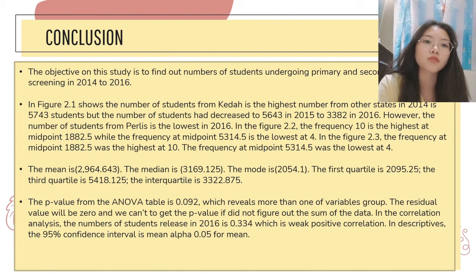0.092, while there is more than one variable group. The residual value will be 0 and we can't get the p-value if we do not find out the sum of the data. In the correlation analysis, the number of students in 2016 is 0.334, which is a weak positive correlation. In the distribution, the 95% confidence interval is mean, alpha 0.05 for the mean.